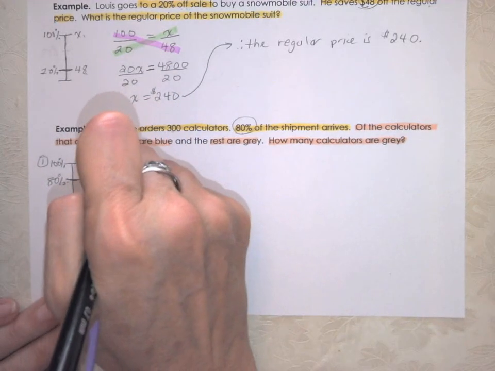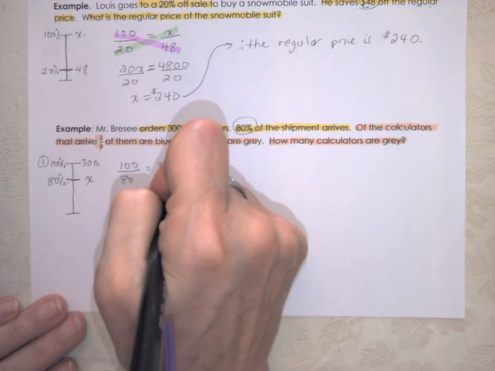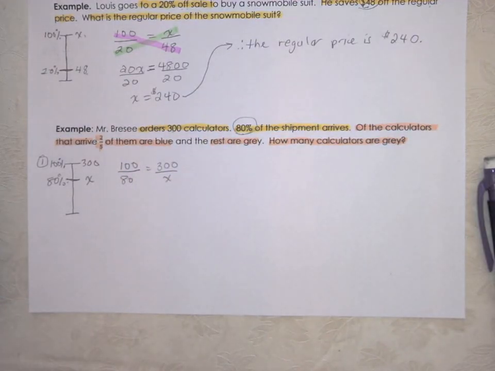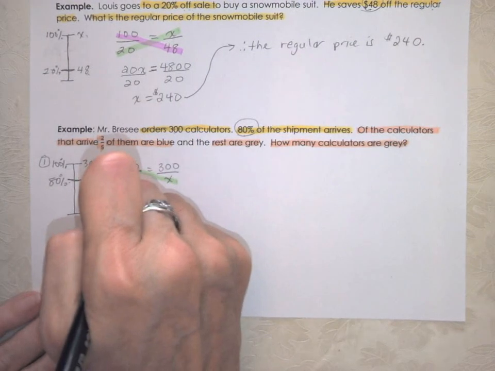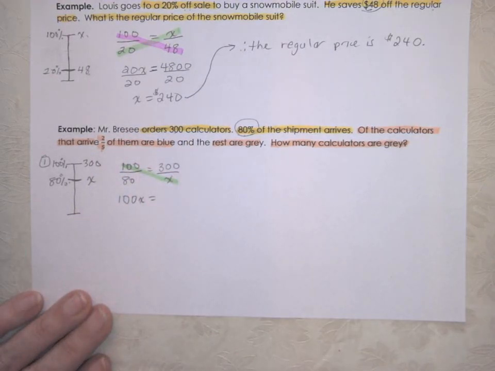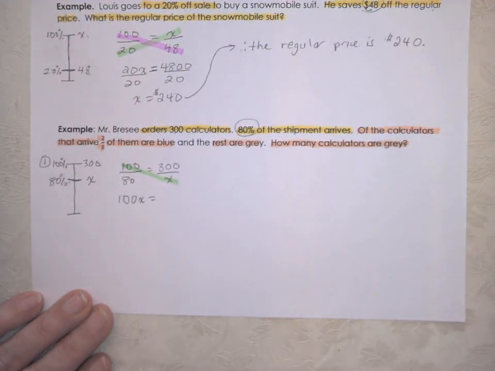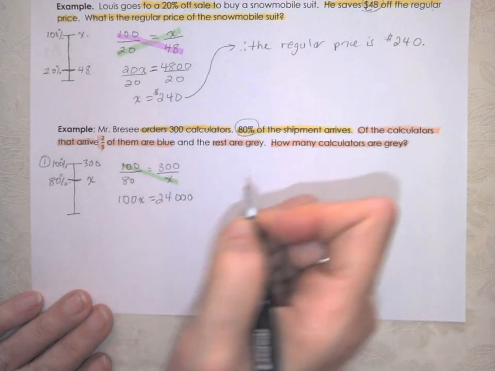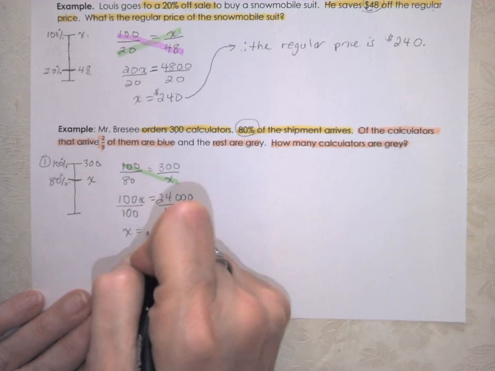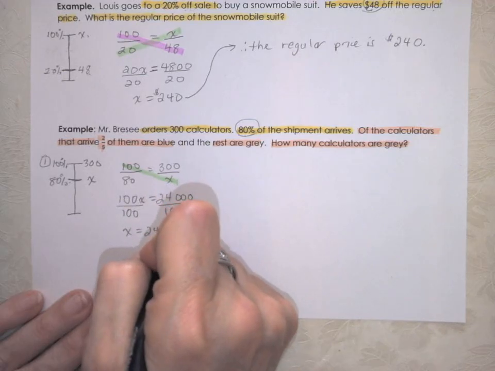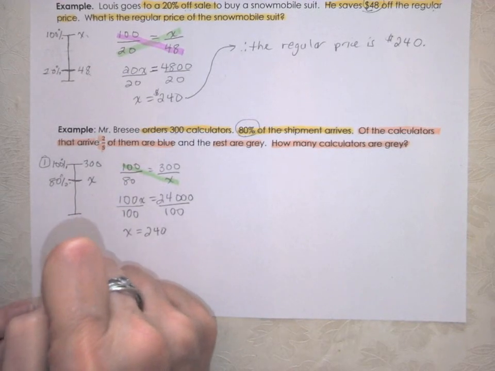So we could make our proportion. 100 over 80 equals 300 over x. Find our x and cross. So 100x equals 80 times 300, which is 24,000. And then to get 1x, we divide by 100. So x is worth 240. So far we know that 240 calculators arrived.